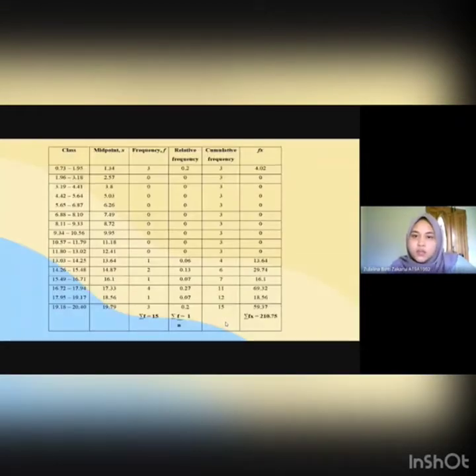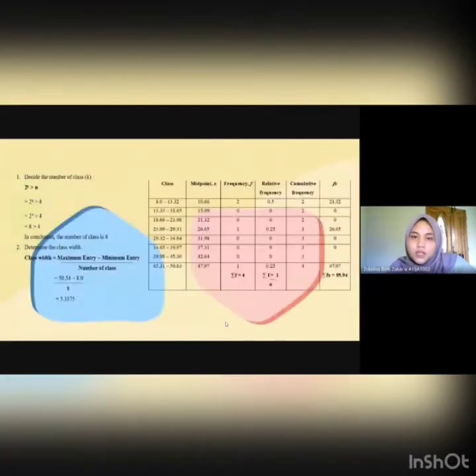This is the table after we calculate the number of classes and also the width. We can find the midpoint, frequency, relative frequency, cumulative frequency, and also the percentage. This is another example, but we use the same way, the same formula. We use 2^k is more than n, and then we put in the data, the numbers, and we get the answer, the number of classes.